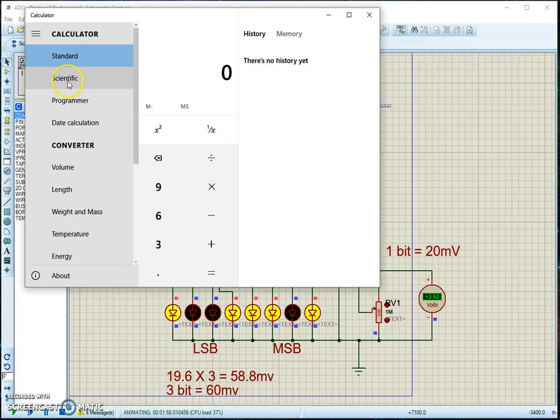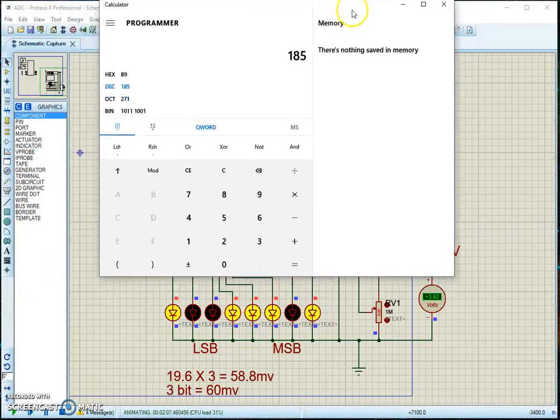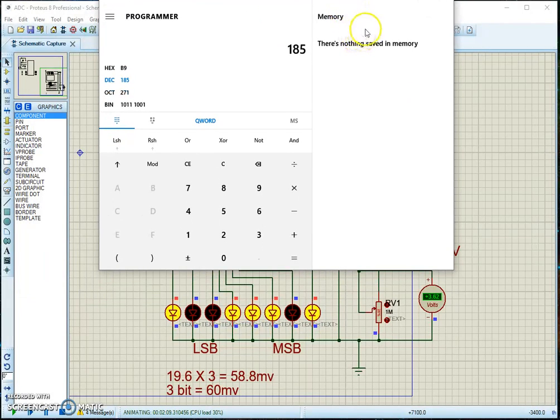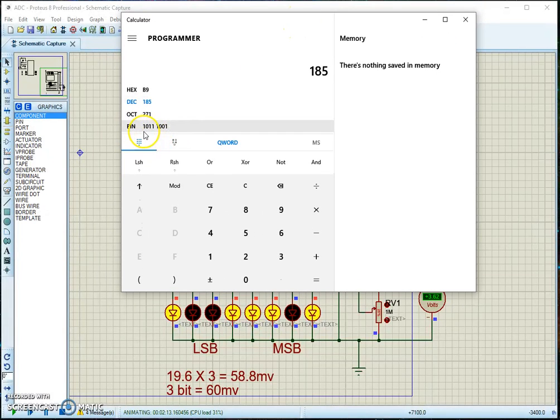185. I'm going to use a programmer calculator. So it says that the decimal value is 185. So if you look, 185 is 101111001. So this is 10. Oh, sorry, I'm reading it inverted.